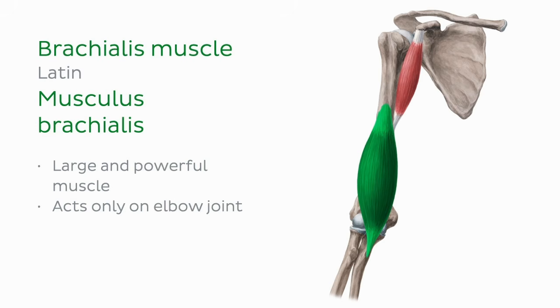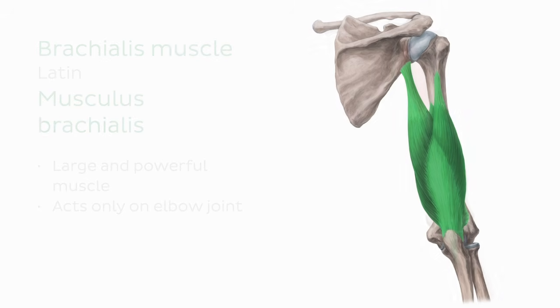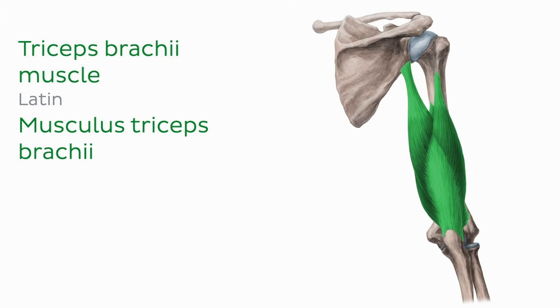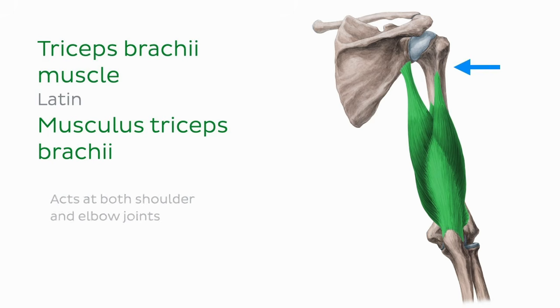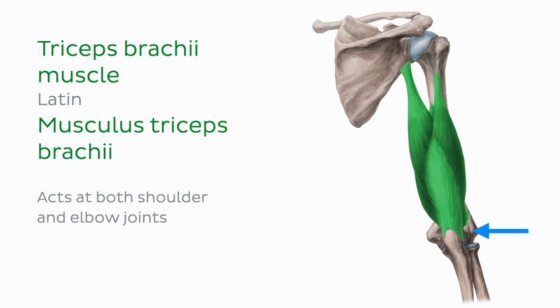Now that we are familiar with the muscles of the anterior compartment of the arm, let's take a quick look at the posterior compartment. The triceps brachii muscle is the main muscle of the posterior compartment. As we saw with the biceps brachii, which is a two-headed muscle, the triceps brachii is given its name because it has three heads. Here we can see the long head and the lateral head, and peeking through we can just about make out the medial head. The triceps brachii muscle is a powerful muscle that acts at both the shoulder and elbow joints.